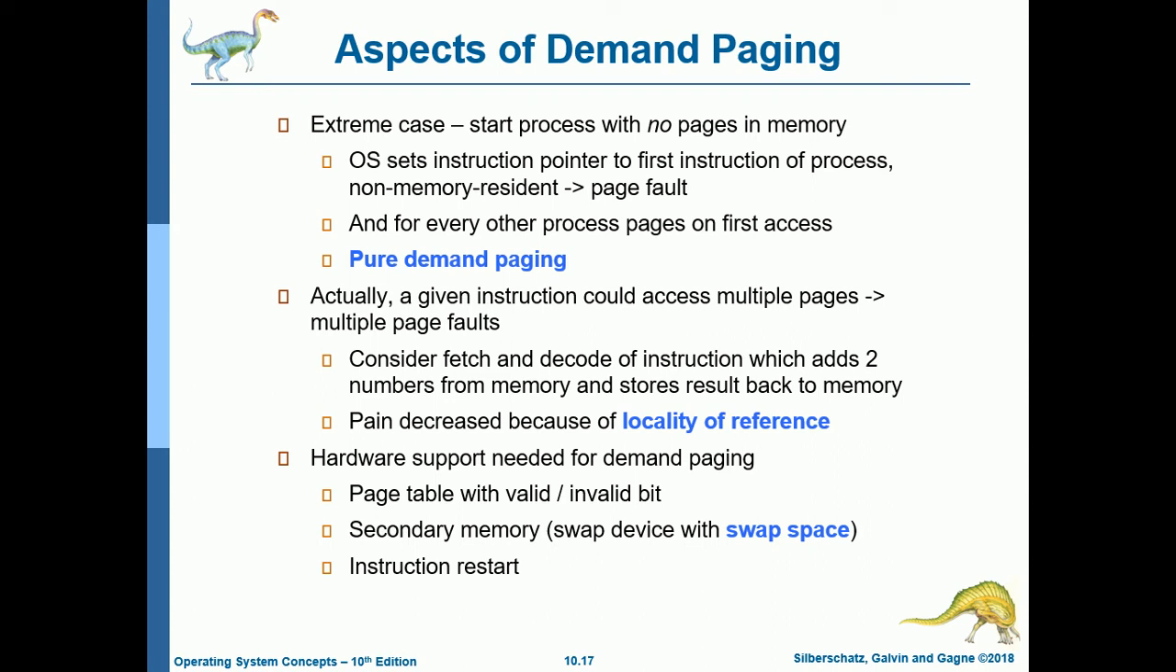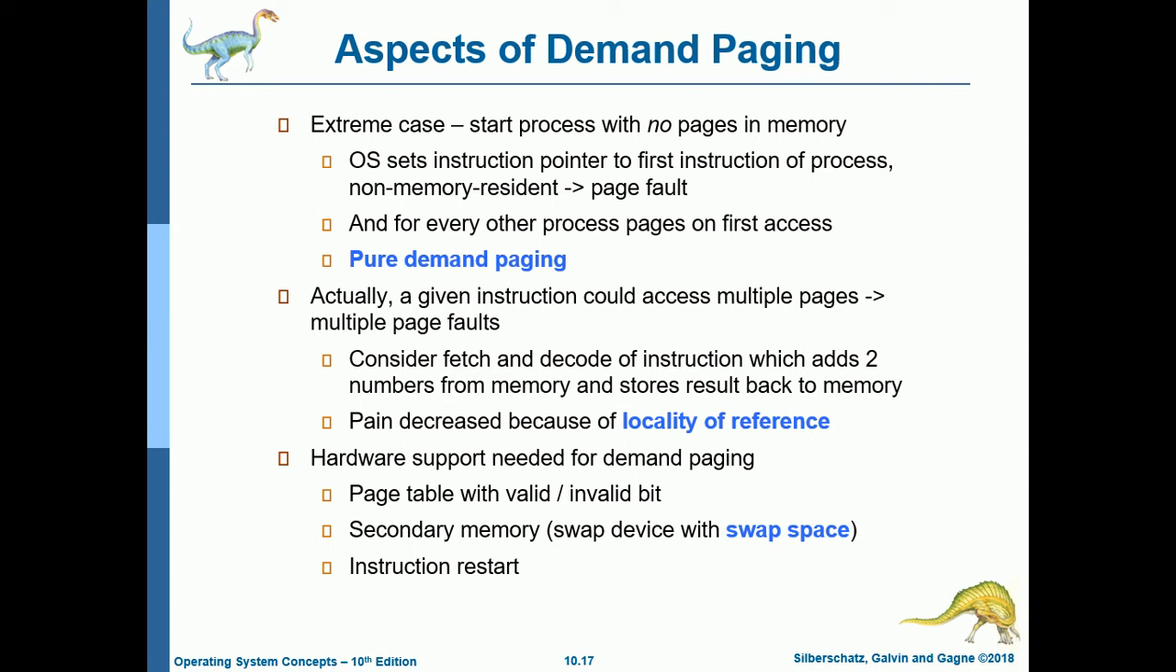Actually, a given instruction could access multiple pages, so we have multiple page faults. Consider the fetch and decode of an instruction which adds two numbers from memory and stores the result back to memory. The pain is decreased because of locality of reference. Locality of reference is the tendency of processes to reference memory in patterns rather than randomly. You can see an illustration of locality of reference later in this chapter.